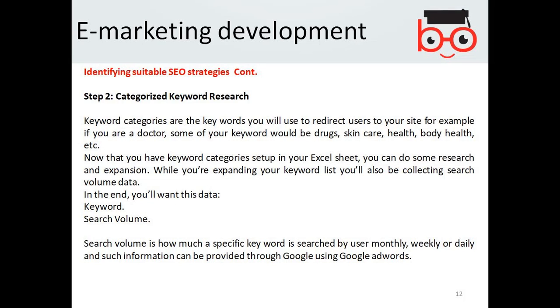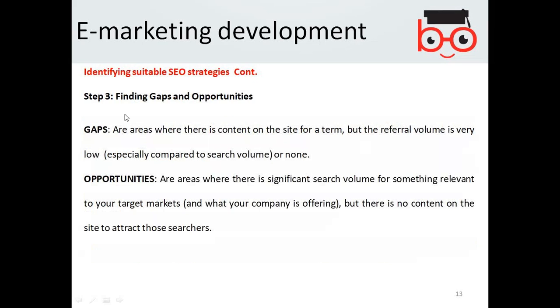Yeah. So keywords matter, and their search volume matters. Then finding gaps and opportunities. Gaps are areas where there is content on the site for a term, but referral volume is very low. So that's a gap, especially compared to search engine volume. Opportunities are areas where there is a significant search volume for something relevant to your target market and what your company is offering, but there is no content on site to attract those searchers.